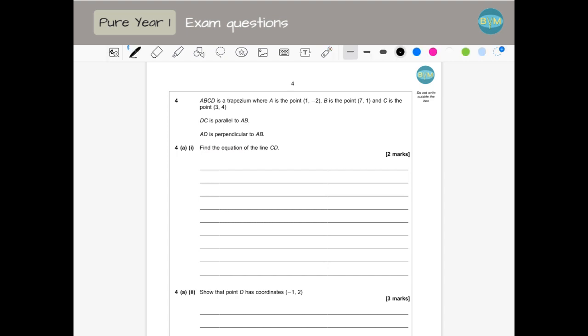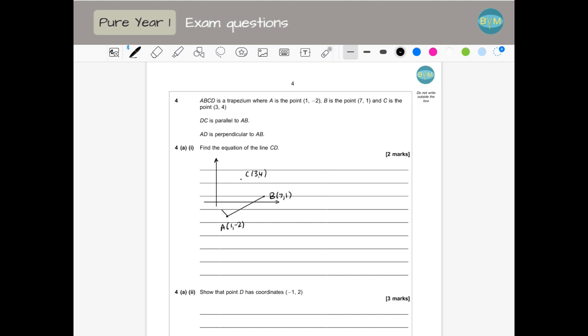So I'm going to do a quick sketch so we find ourselves a bit. If not, I find it a bit difficult. So we have something like this. A is somewhere here, and is the point 1, -2. B is somewhere here, and is the point 7, 1. And C is, let's say, here, and is the point 3, 4.